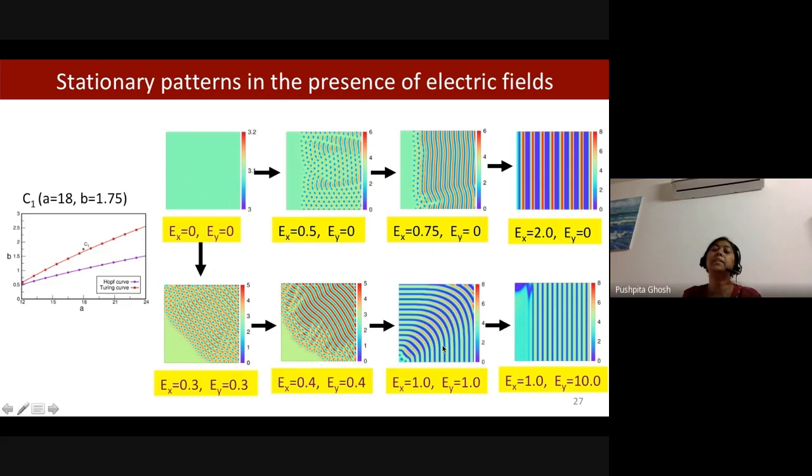Another interesting thing we have seen is that whenever the strength of the electric field is higher in a certain direction, the patterns align or appear along that direction. So when we have a higher value of Ey, vertical stripes will come. The same situation can be seen if we change Ex and Ey in the opposite manner. This is pretty similar, just with the opposite directions.